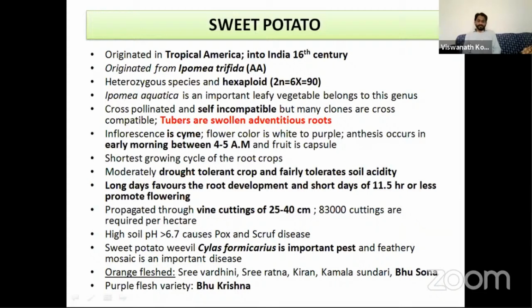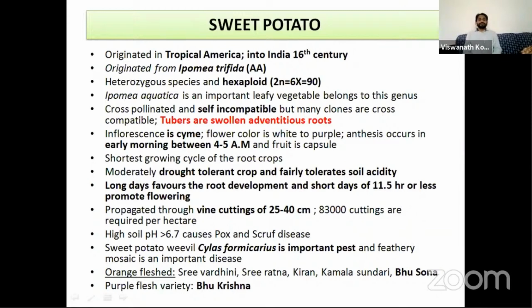So it is a drought tolerant crop. Almost all tropical tuber crops are drought tolerant: take tapioca, sweet potato, and yams. Long days favor root development and short days favor flowering in case of sweet potato. Sweet potato is propagated by vine cuttings, vine cuttings of 25 to 40 centimeter length.